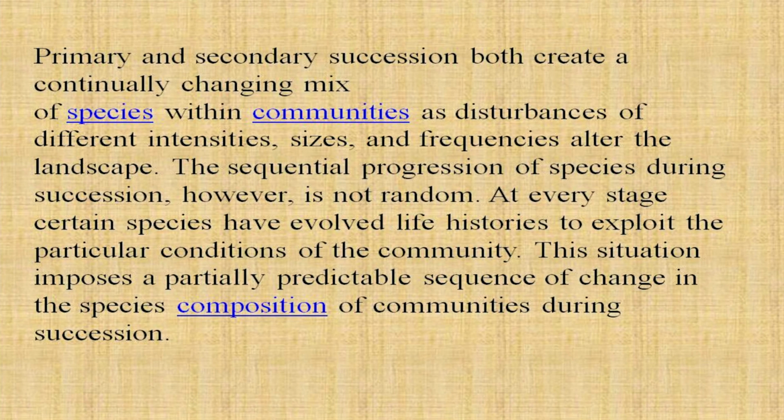The primary and secondary succession both create a continually changing mix of species within the communities. As disturbances of different intensities, sizes and frequencies alter the landscape, the sequential progression of species occurs during succession. However, it is not random. At every stage, certain species have evolved life histories to exploit the particular conditions of the community. This situation imposes a partially predictable sequence of change in the species composition of communities during succession. So, the primary and secondary mixing the communities.